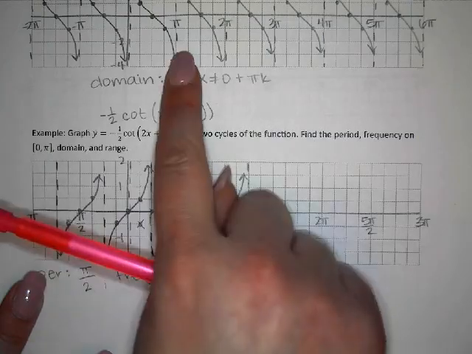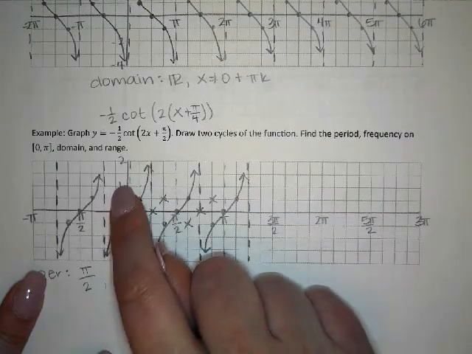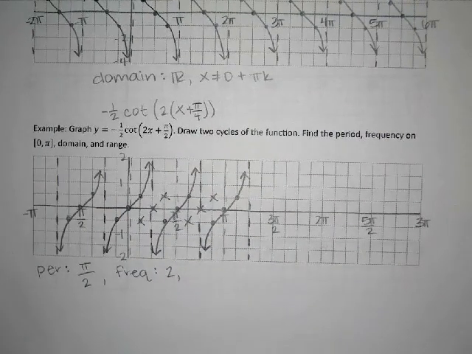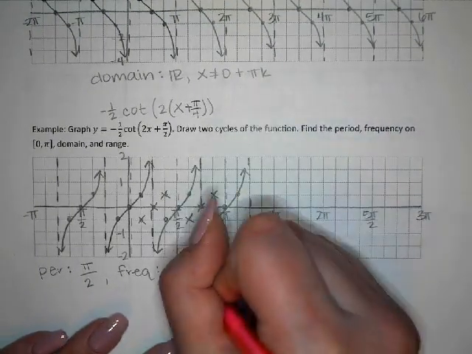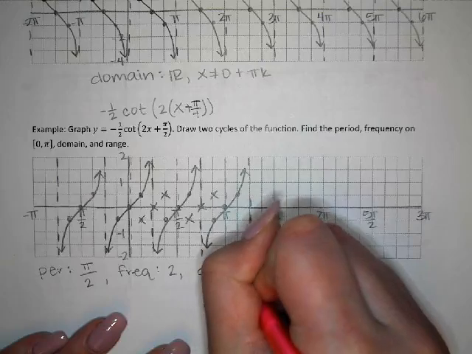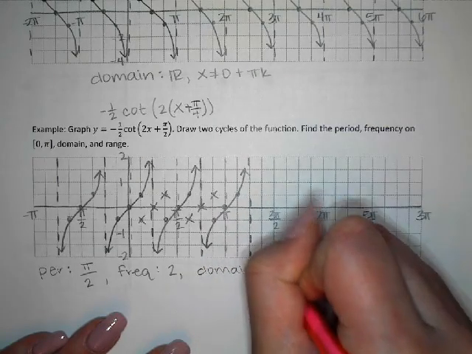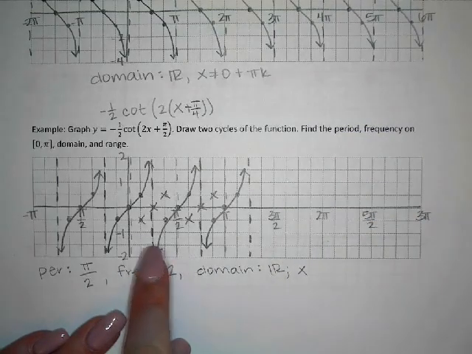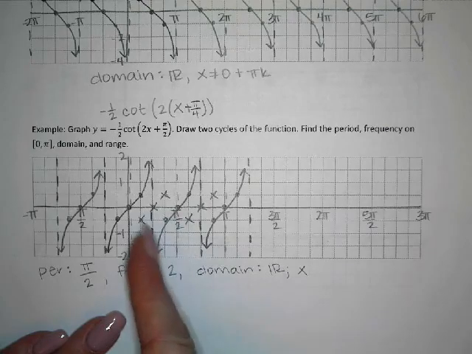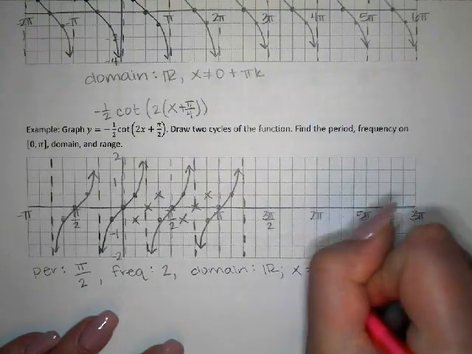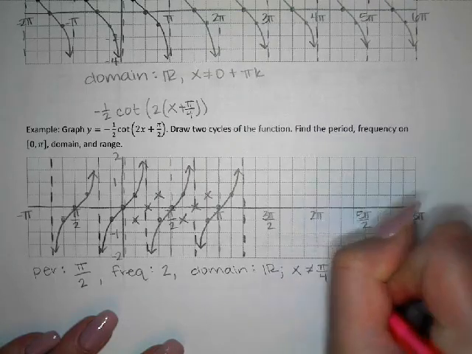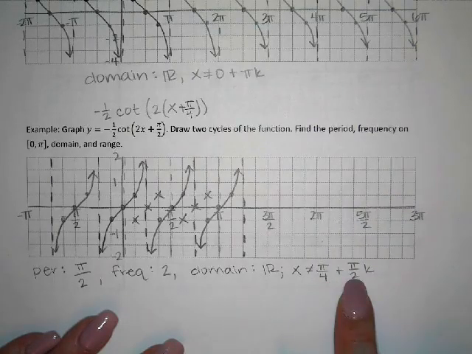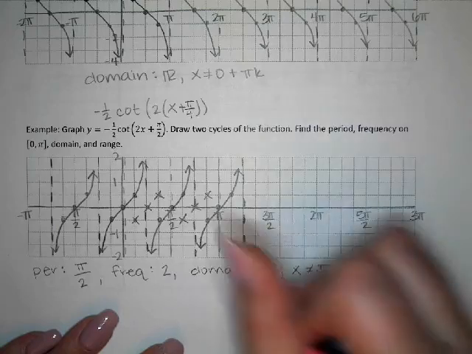Okay, so my domain here is all real numbers. My first vertical asymptote, this is pi halves, so my first vertical asymptote is at pi fourths, so x cannot equal pi fourths plus pi halves k. So pi fourths, and then this is a width of the period, pi halves. And the range, it goes down forever and up forever, so all real numbers, or you could say negative infinity to infinity. Okay.